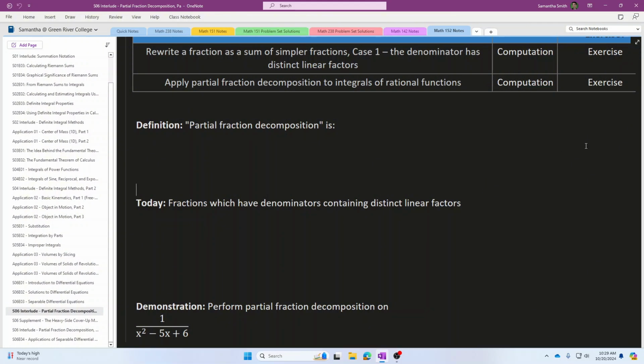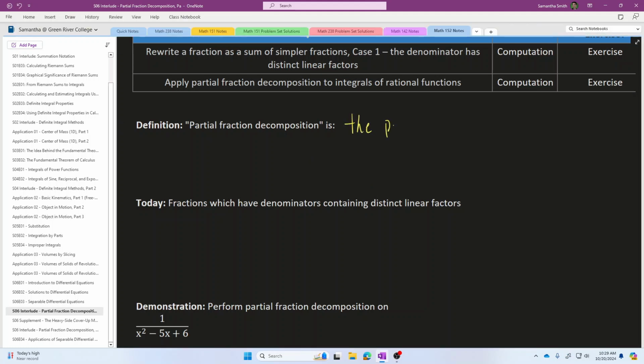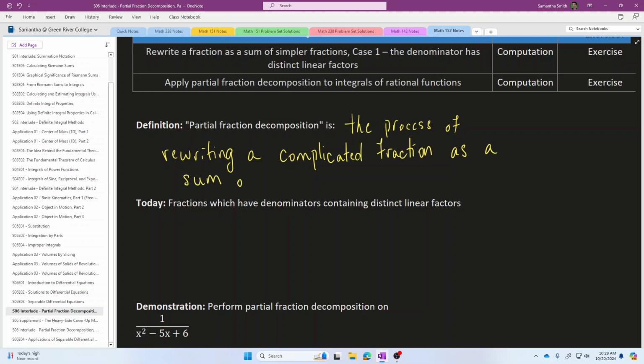So what is partial fraction decomposition? Partial fraction decomposition is the process of rewriting a complicated fraction as a sum of simpler fractions.